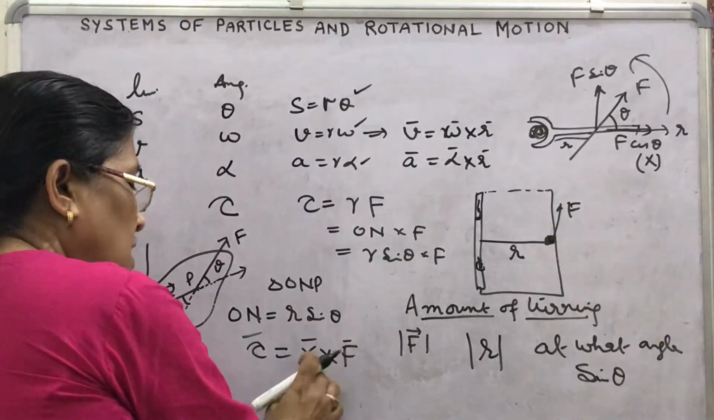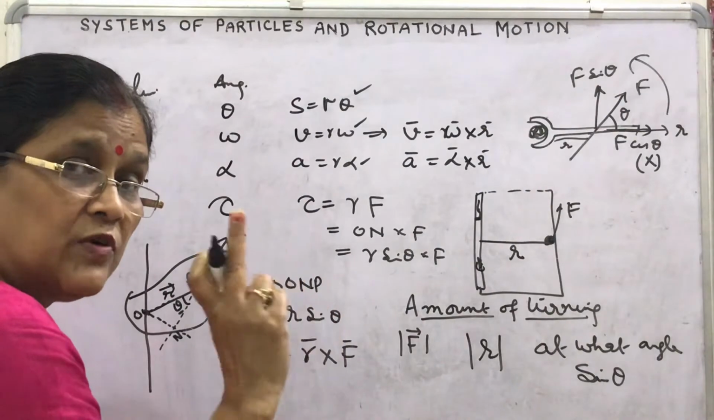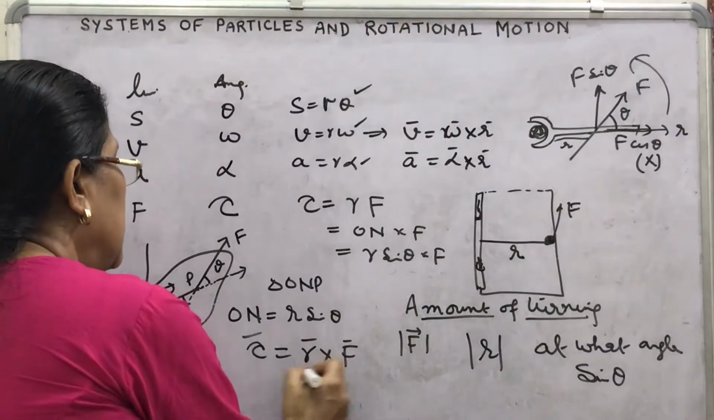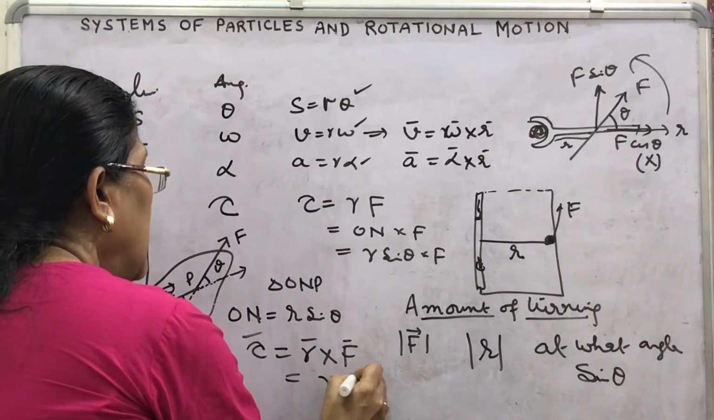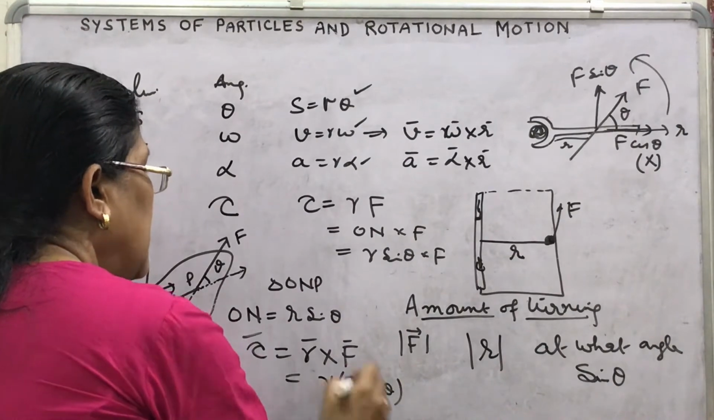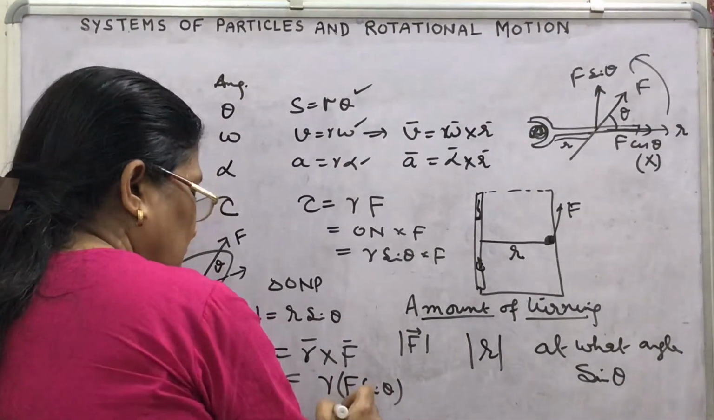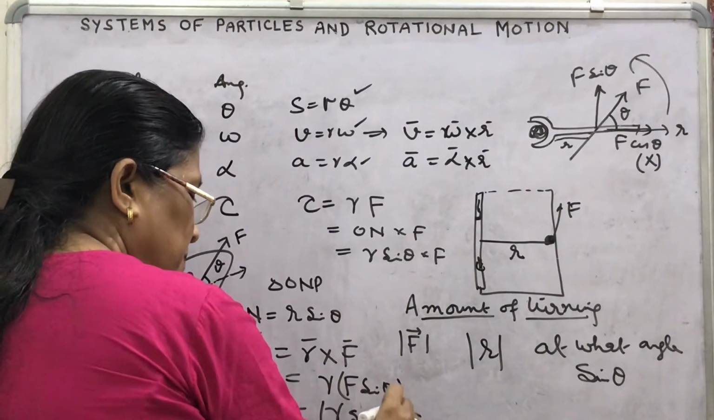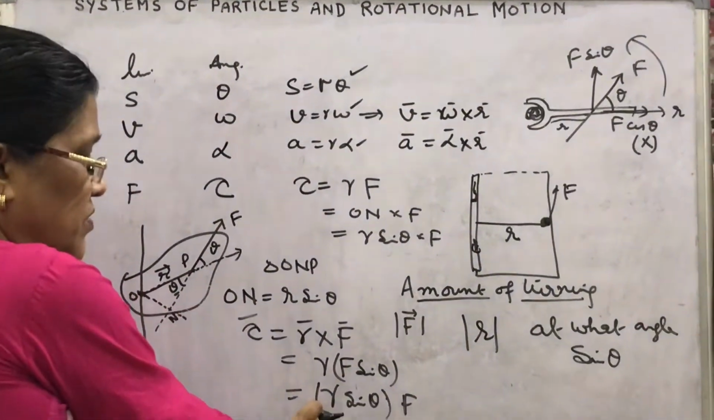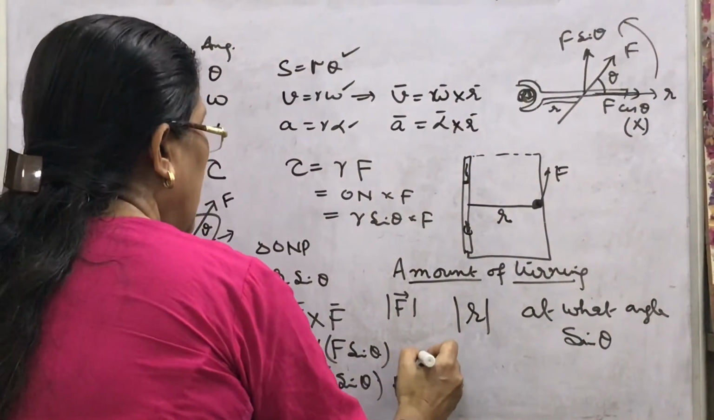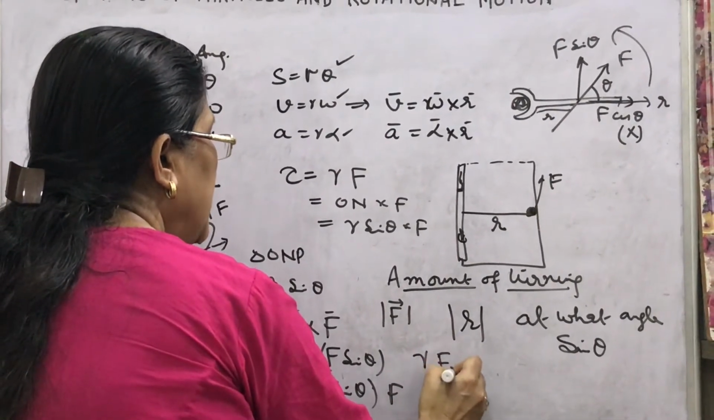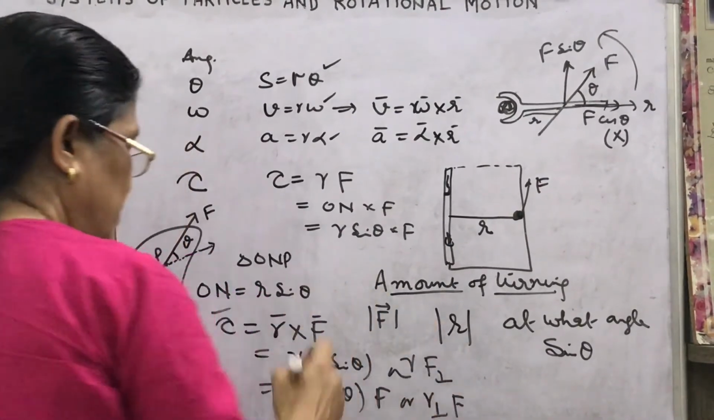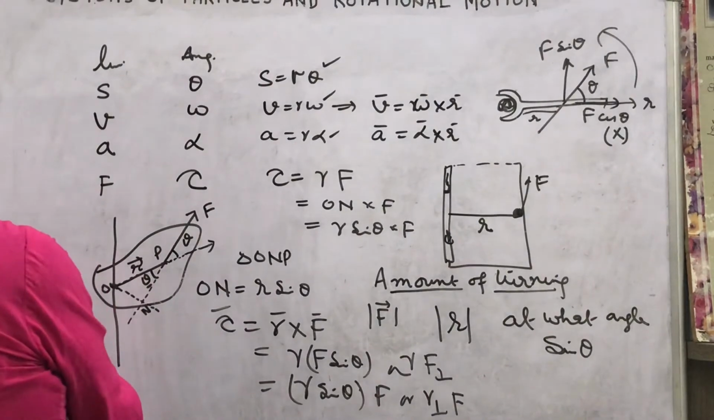So A cross B is AB sin theta n cap. What is n cap? The unit vector perpendicular to the plane of A and B. Here you have seen R cross F can be written as R F sin theta, or you can write R sin theta into F. Is it visible? Here, look, R sin theta into F. So either you can write R into F perpendicular, or R perpendicular into F. How? I can show you that.